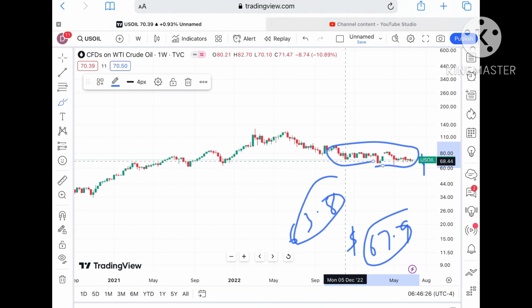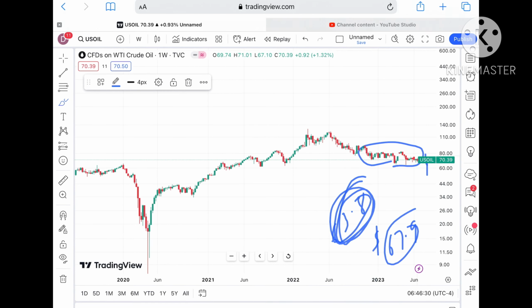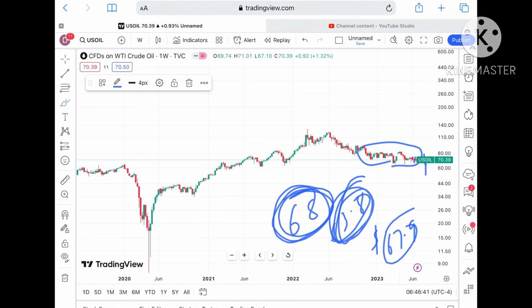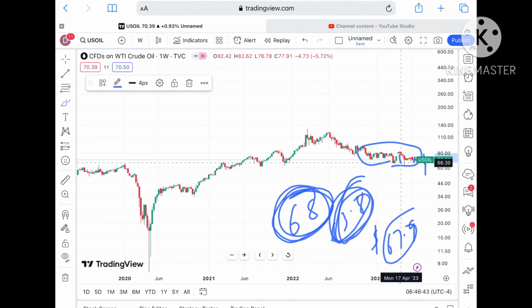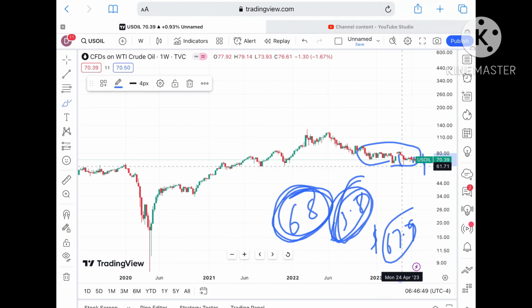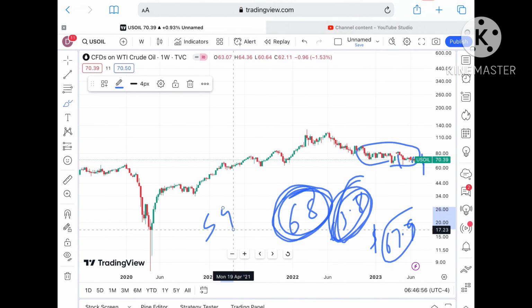Keep in mind, if it comes close to this level, chances of falling further down will be there, because these are the few resistances. 68 is a strong resistance. Once the price falls below this level, we can see chances of going further down to a level of $67.8, to a level of around $63.8, and then a level of around $59. Keep that in mind, 59.7, okay.